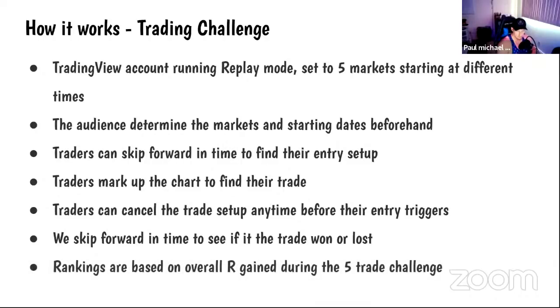At the end, rankings are based on overall R gained. If you don't know what R is, check it out. Basically, it's risk to reward. You can get a number like a 5 or a 10, or a 1 if it's 1 risk to 1 reward. Over the 10 trade challenge, I've got 5 there, but that's how it's going to work, folks. We're just about to start, and I think we've got a bunch more people joining right now, which is great.